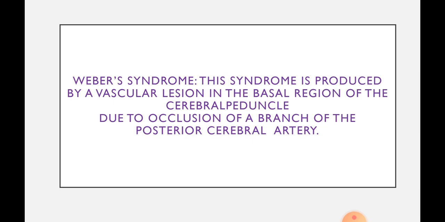This syndrome is produced by a vascular lesion in the basal region of the cerebral peduncle due to the occlusion of a branch of the posterior cerebral artery. The midbrain is supplied by the basilar artery through its posterior cerebral and superior cerebellar arteries and some branches from the posterior communicating as well as the anterior choroid arteries. So in Weber syndrome, the posterior cerebral artery is going for occlusion. So we are experiencing a vascular lesion in the basal region of the cerebral peduncle.